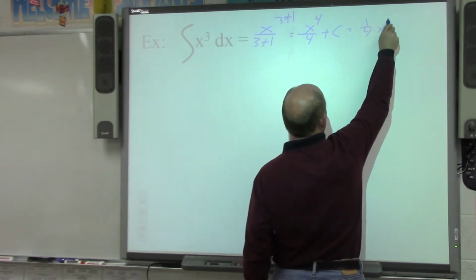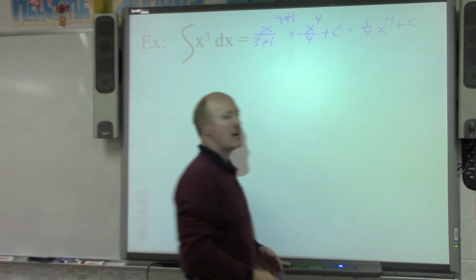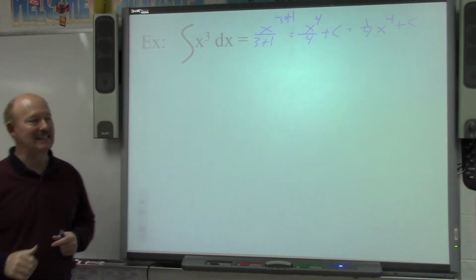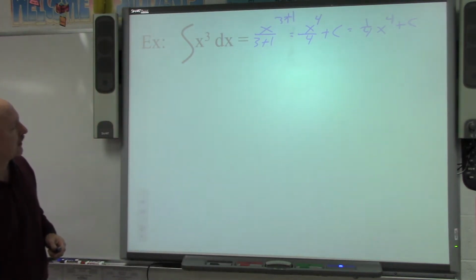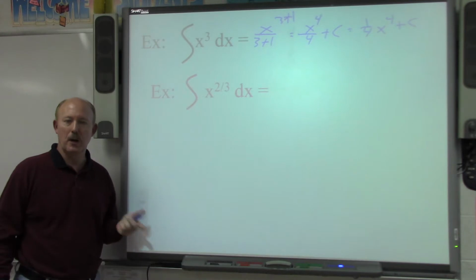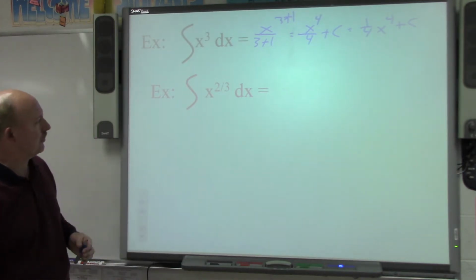There's 1/4 x to the 4th plus your constant of integration. So if you want to, you can write it like this. It's pretty much the same thing. Okay, let's do another example. It's a couple really short examples here real quick.